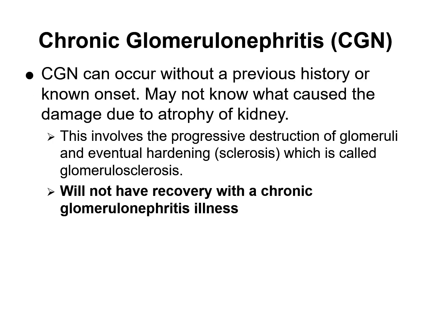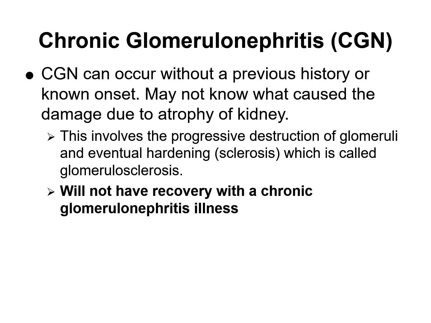Now let's discuss chronic glomerular nephritis, or CGN. This can occur without a previous history or a known onset. Kind of scary, isn't it? You may not know what actually caused the damage, because by the time you find out, there's been so much damage to the kidney that it has atrophied, and you can't tell what the causative problem is.